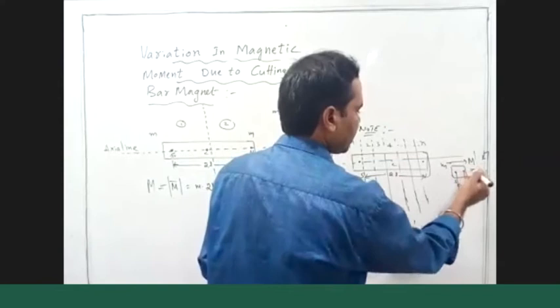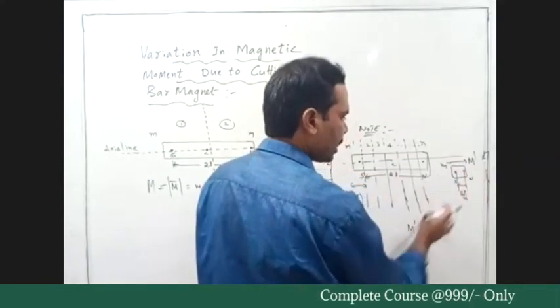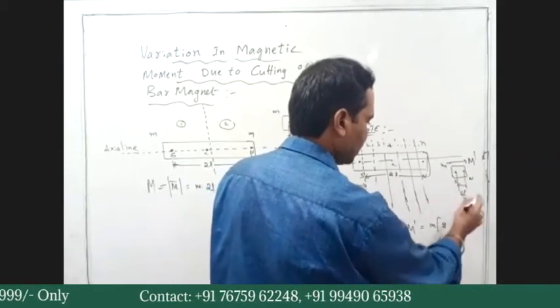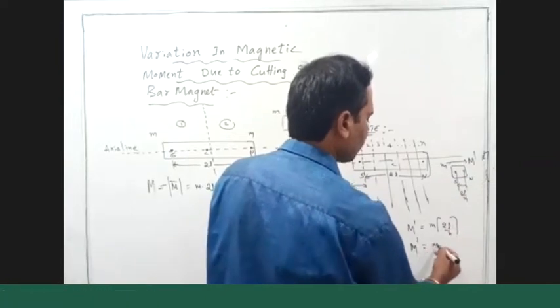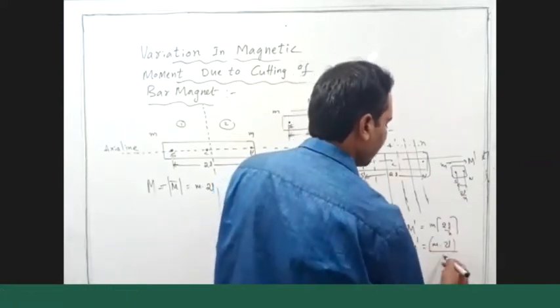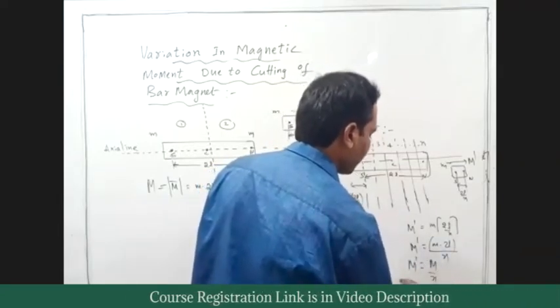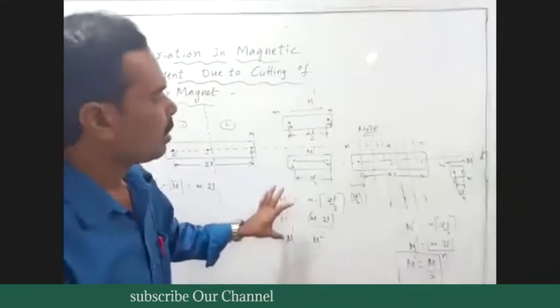So this is m and this is m, but the length here is 2L by x. Therefore magnetic moment m dash is equal to m into length, 2L by x. Therefore m dash is equal to m into 2L by x. Therefore m dash is equal to m by x. Are you getting the point here?